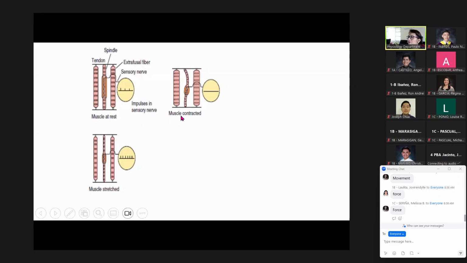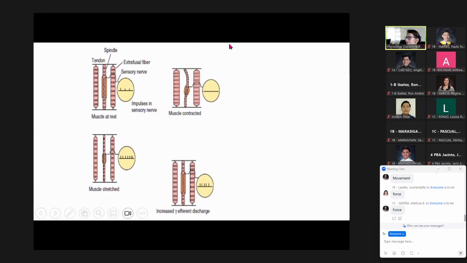Now when the muscles contract, they shorten, di ba? Natutunan nyo sa muscle physiology, they will shorten, as we can see in this diagram. They are shortened. So tingnan nyo yung nangyari dun sa intrafusal muscle fibers. Hindi na siya lengthen. So when this happens, it's not able to generate impulses. So parang hindi na siya effective, ano?